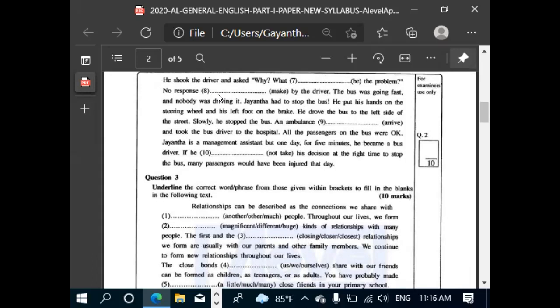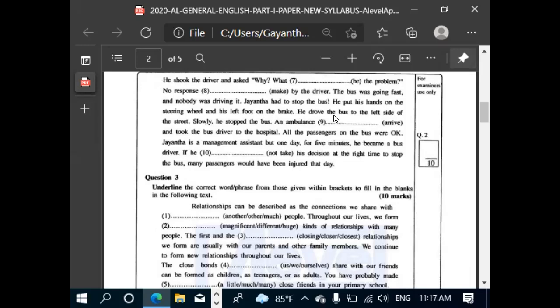Why do we take were made? The reason is this sentence is a simple past passive voice sentence. Therefore, we should take the passive voice past tense verb. Were made. The bus was going fast and nobody was driving it. Jayanta had to stop the bus. He put his hands on the steering wheel and his left foot on the brake.